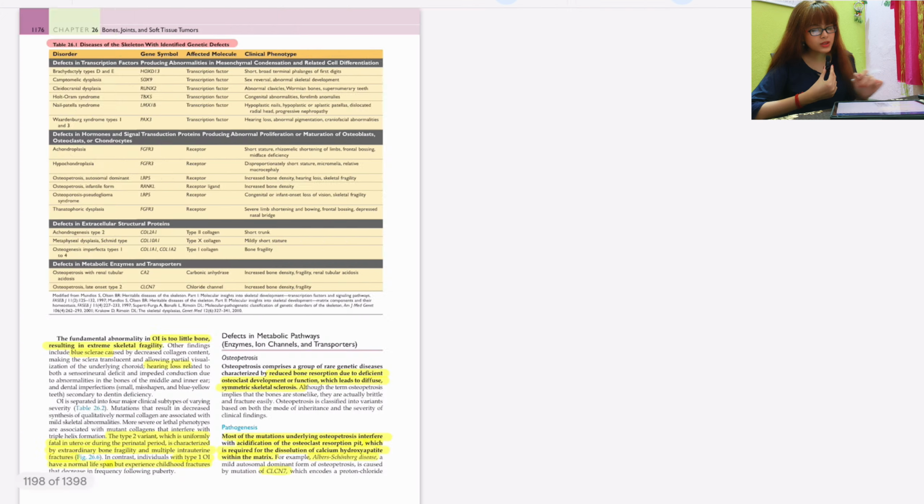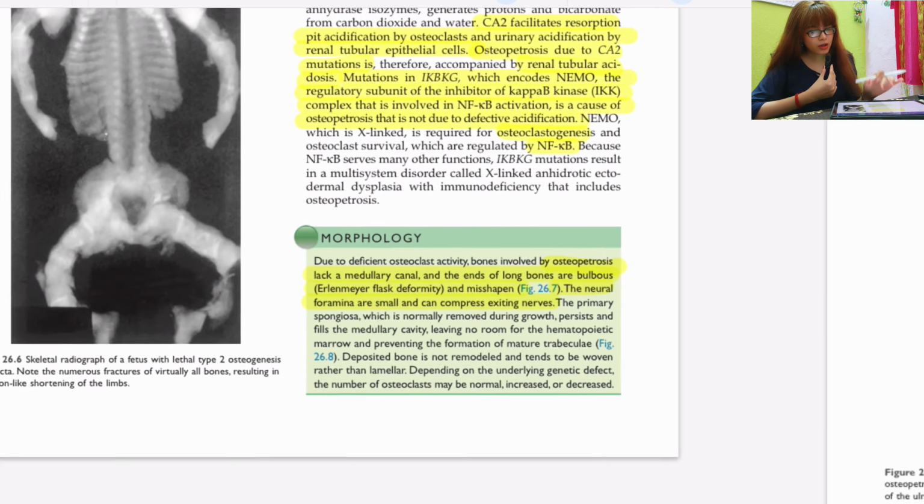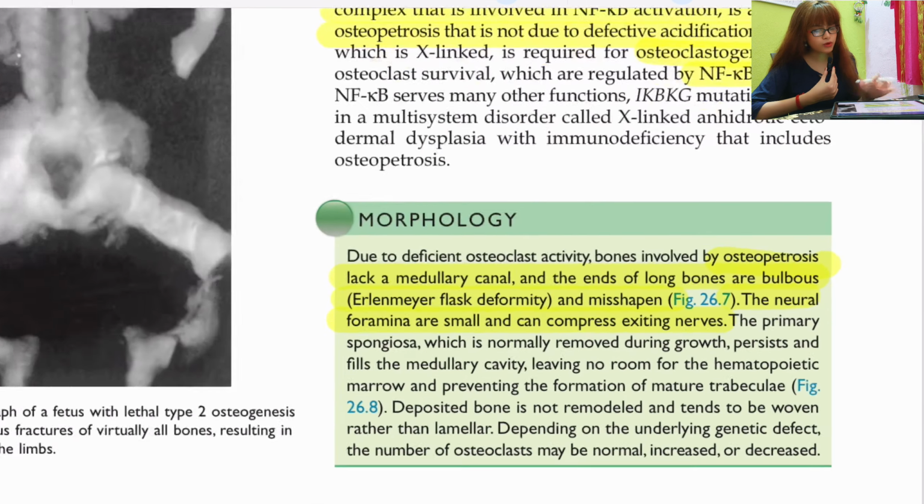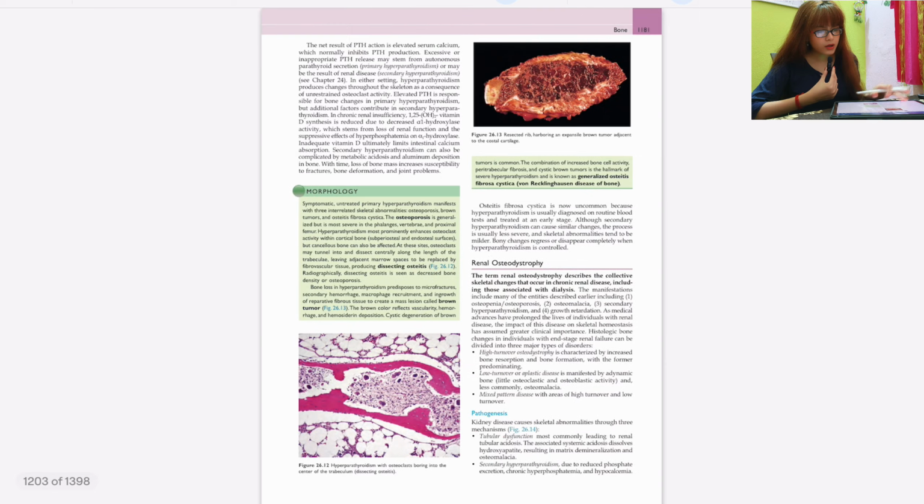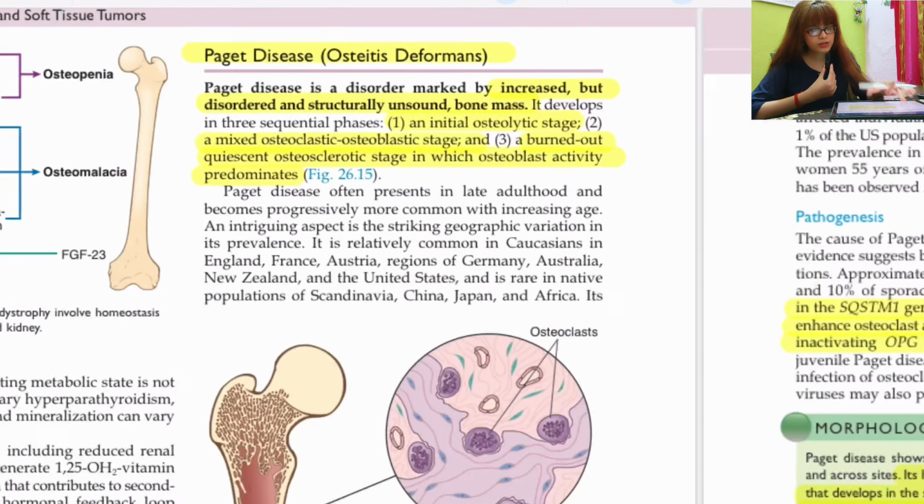So continuing with osteopetrosis, as I was talking about, you can see that here what you find is called Erlenmeyer flask deformity, important MCQ. Because there is so much bone deposition because of the reduced resorption, the neural foramina become small, and therefore it can also compress the nerves. Now, the next point I will talk about is Paget's disease.